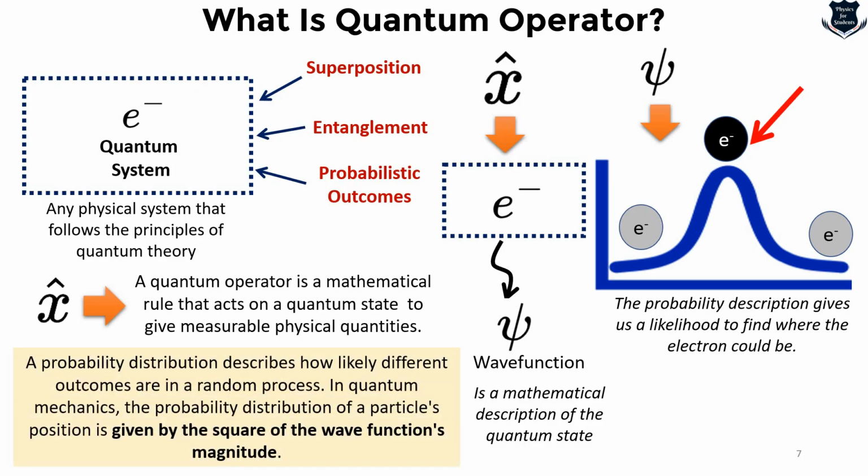Technically, I would say that a probability distribution describes how likely different outcomes are in a random process. And the probability distribution is given by the square of the wave function's magnitude, which is simply |psi(x)|^2, and this P(x) is called the probability of the position x. So what we understand is that from a quantum system which has all the quantum properties, the quantum operator is trying to measure something, and when it acts on a wave function, which carries the mathematical description of our system, it only gives a probability distribution, or a likelihood, of where the particles can be found. And this is exactly what it is.